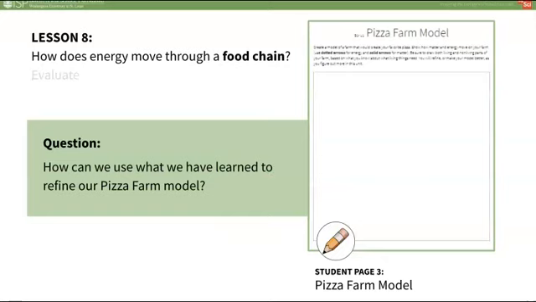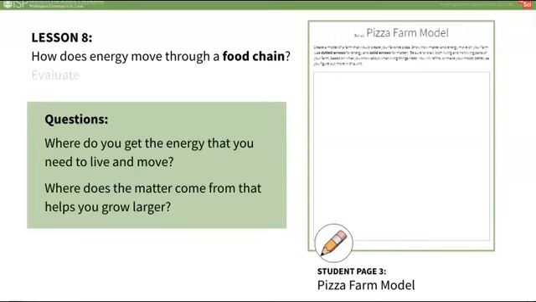In the evaluate portion of this lesson, allow students to refine their own pizza farm model. Students should now be able to show energy arrows in the correct one-way direction from the sun to producers to consumers. Students can also add vocabulary labels such as producer, herbivore, consumer, and omnivore on their pictures.